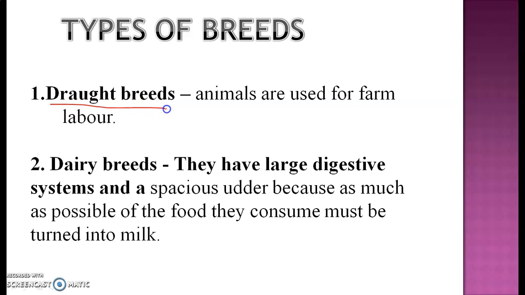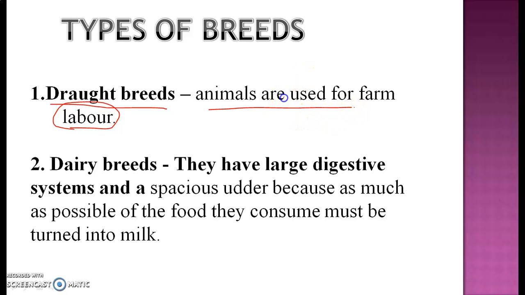Draught breeds, children, are those animals which are used as farm laborers. ठीक है, ड्राउट ब्रीड्स कौन होते हैं? जिन्हें हम फार्म लेबरर्स की तरह इस्तेमाल करते हैं. Although their meat is really tough and they give very little milk, they are extensively used in agricultural practices, which we call farm labor. ठीक है, just like carting, transporting materials from place to place, ploughing, irrigation, and so on.